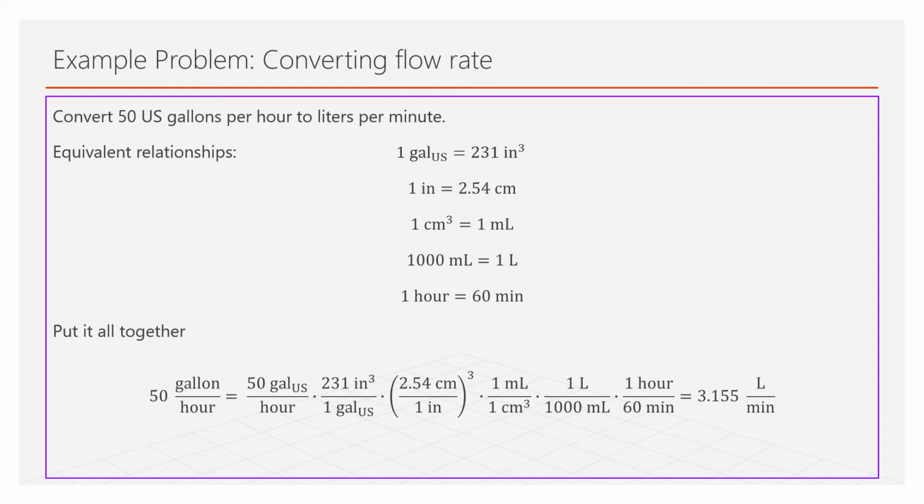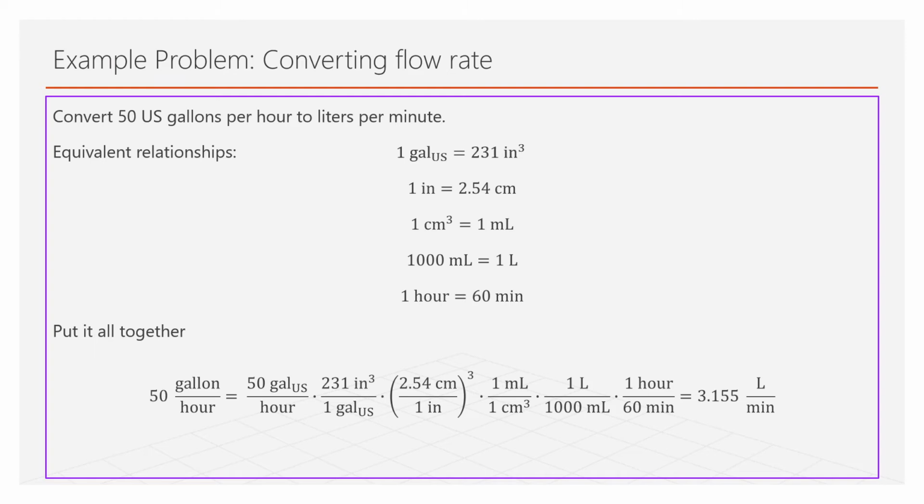So first, the first pair of multiplication converts gallons to cubic inches, and then cubic inches are converted to cubic centimeters. Notice that this third multiplication is cubed because we need cubic centimeters. And then cubic centimeters to milliliters, and then we notice that 1,000 milliliters equals 1 liter. The last term converts hours to minutes. When all the multiplication is done, we get 3.155 liters per minute.